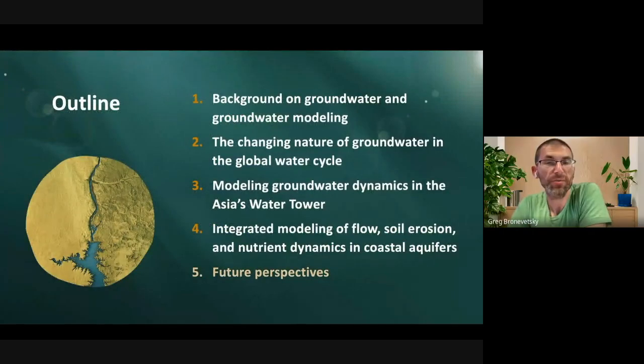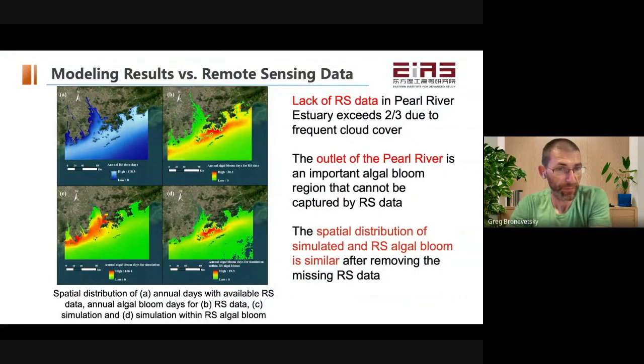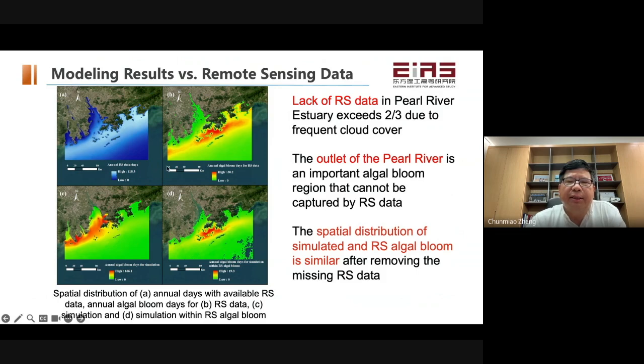So another question on this one. Are clouds correlated with the phenomenon in question? Do you have more algal blooms during the season when you have more cloudy days, or the other way around? Yeah, good question. So you are saying that cloudy days are different. There's no particular pattern in this case.